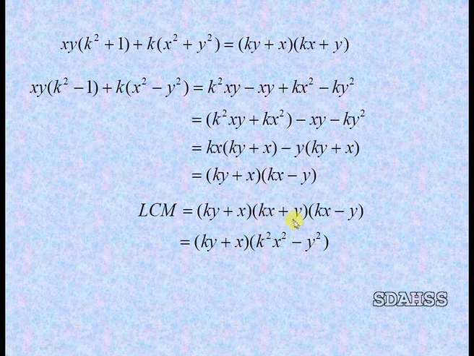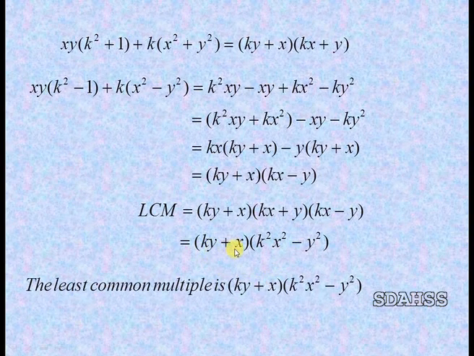kx plus y and kx minus y is in the form of a plus b into a minus b, which is a square minus b square. So this can be written as k square x square minus y square. So the LCM is ky plus x into k square x square minus y square.